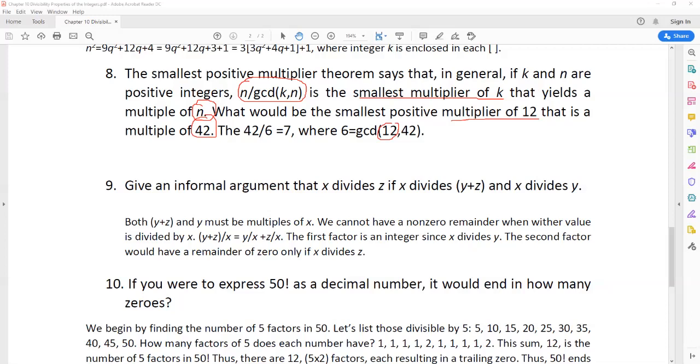Well, that means that if we separate that fraction into two fractions, y plus z divided by x would equal y divided by x plus z divided by x. Well, the first term is an integer since x divides y. And the second term would also have a remainder of 0, and that would occur only if x divides z.